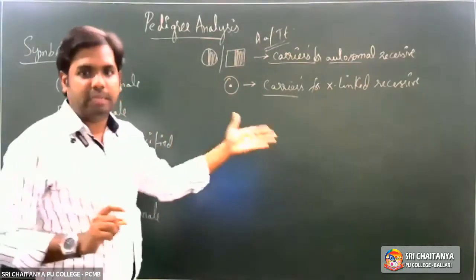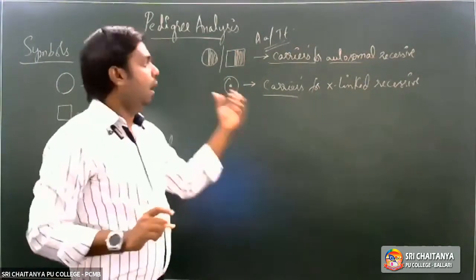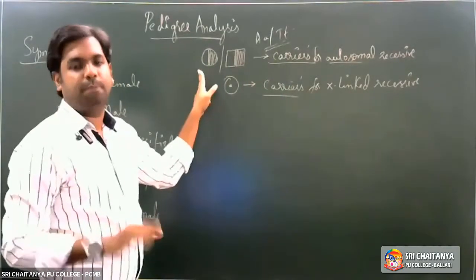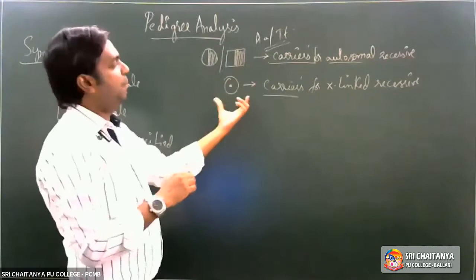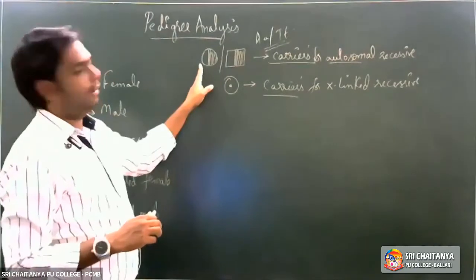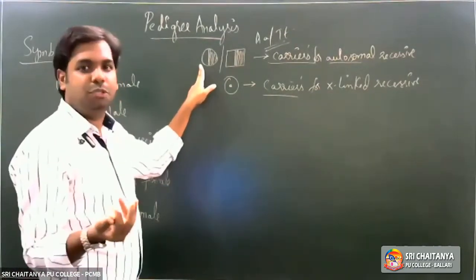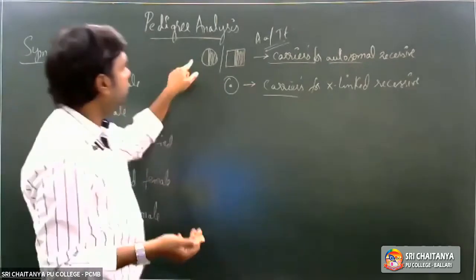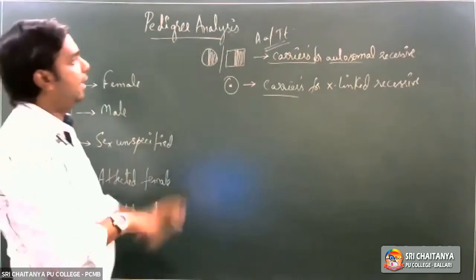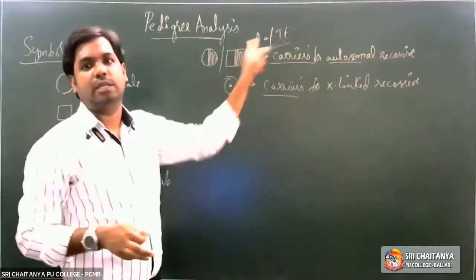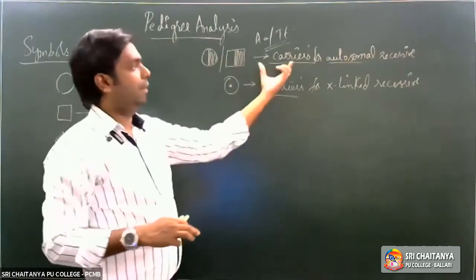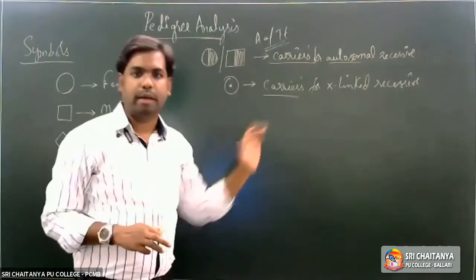But in most cases, even carriers for X-linked recessive disorder are shown like this. Technically, we use this symbol for carriers of X-linked recessive and this symbol for carriers of autosomal, but in most cases, even for X-linked recessive carriers, we use the same symbol. So whenever we talk about carriers, just imagine that it is a heterozygous condition. Individuals with a heterozygous condition, we call them carriers for a particular disease.